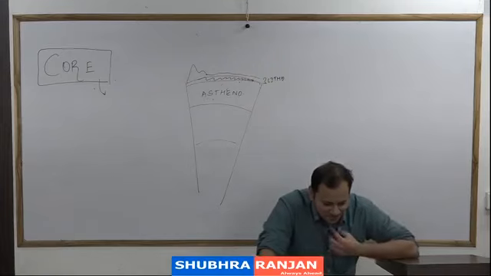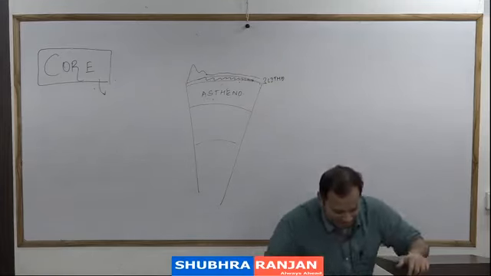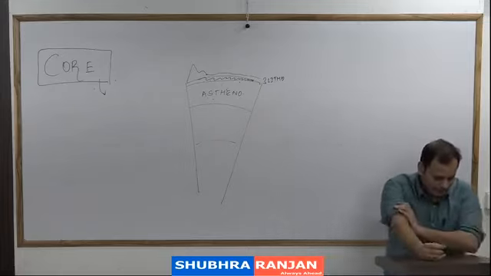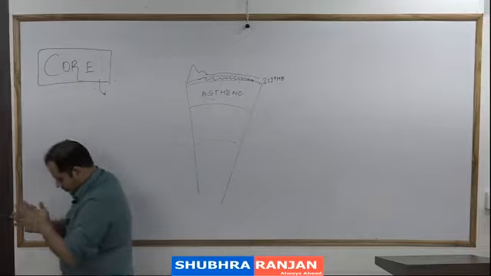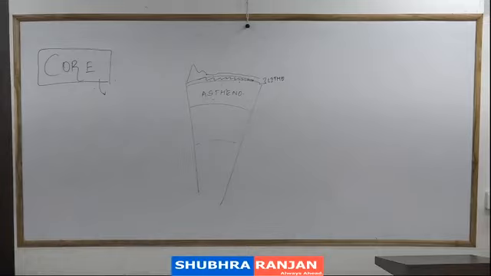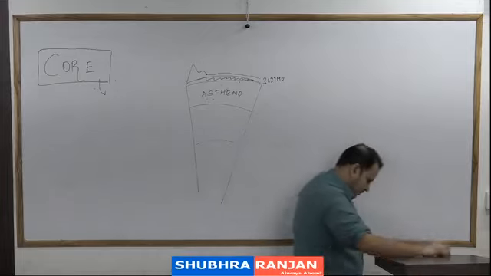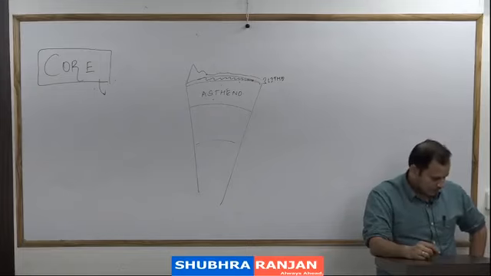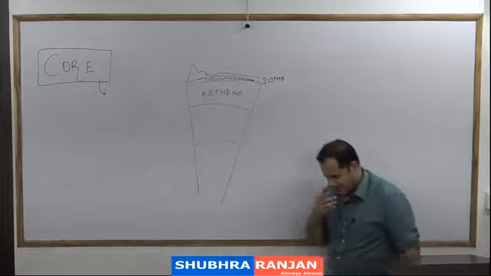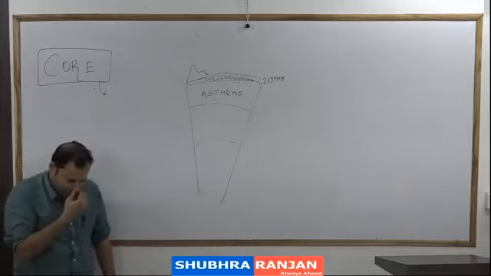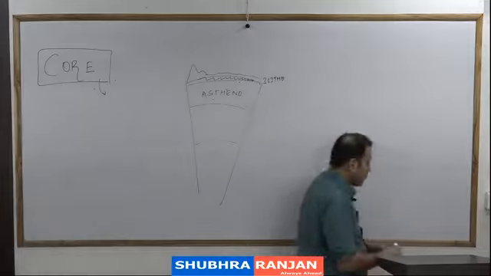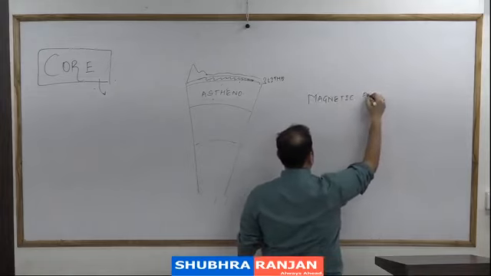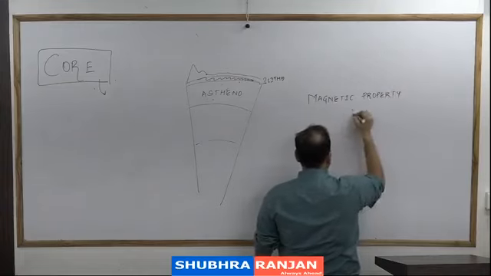Okay, so take down. Comparatively less. The liquid outer core, due to rotation of the earth, consists of charged particles, which is responsible for the magnetic property of the earth.